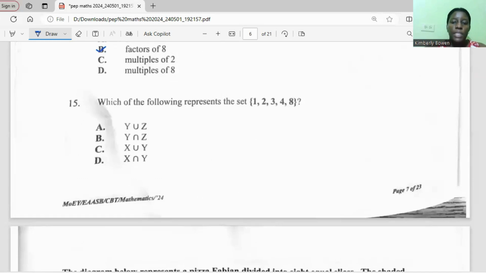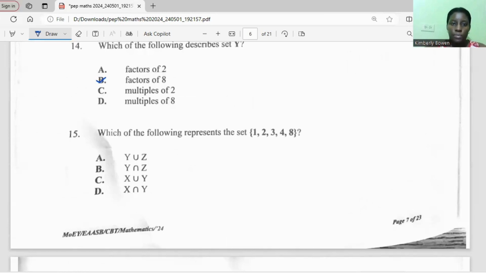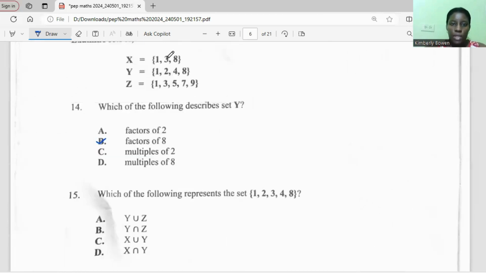Which of the following represents the set 1, 2, 3, 4, and 8? Let's look. All right, so we see 1 here, 2, 4, and 8. And there's also 3. It looks like X intersect, union. Yes, intersect would have been just the ones that are in both. That's X union Y.